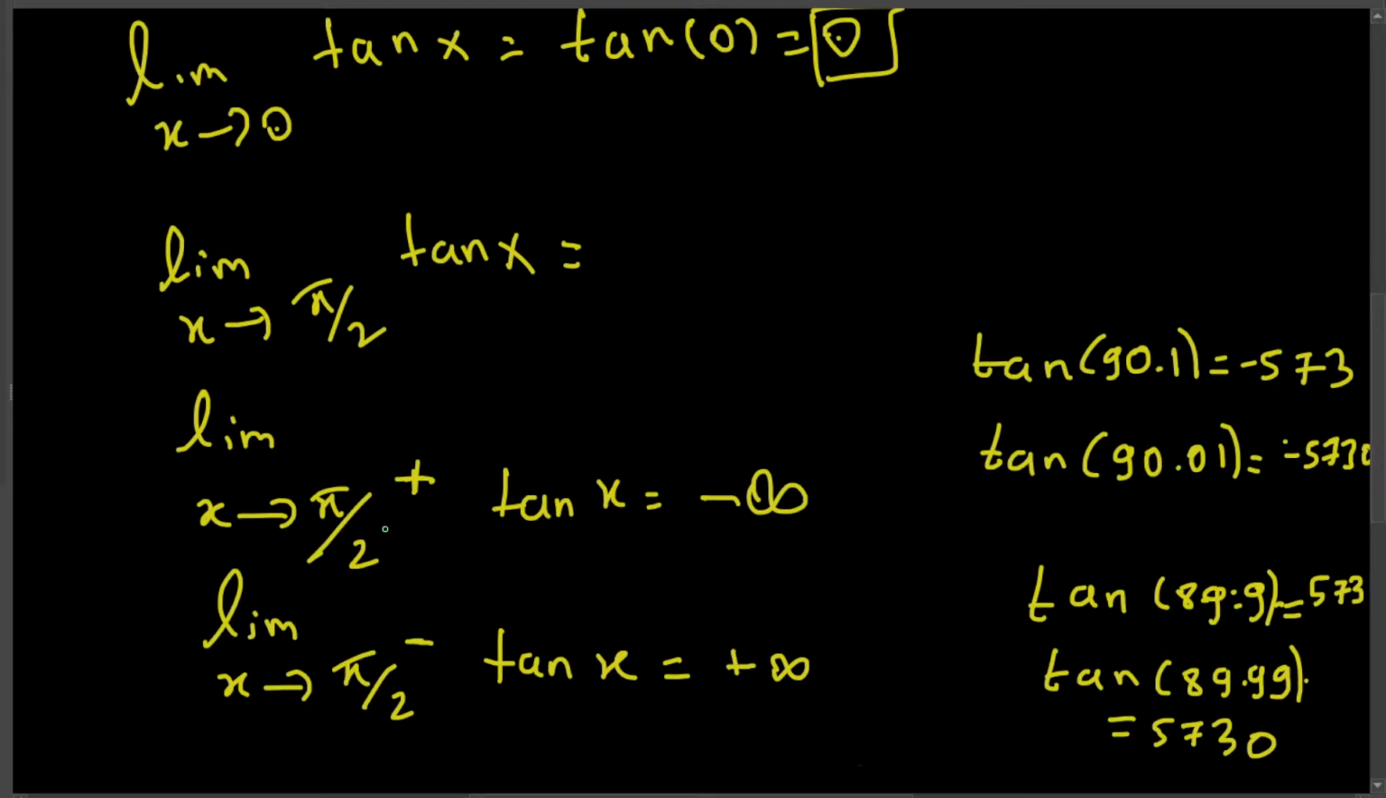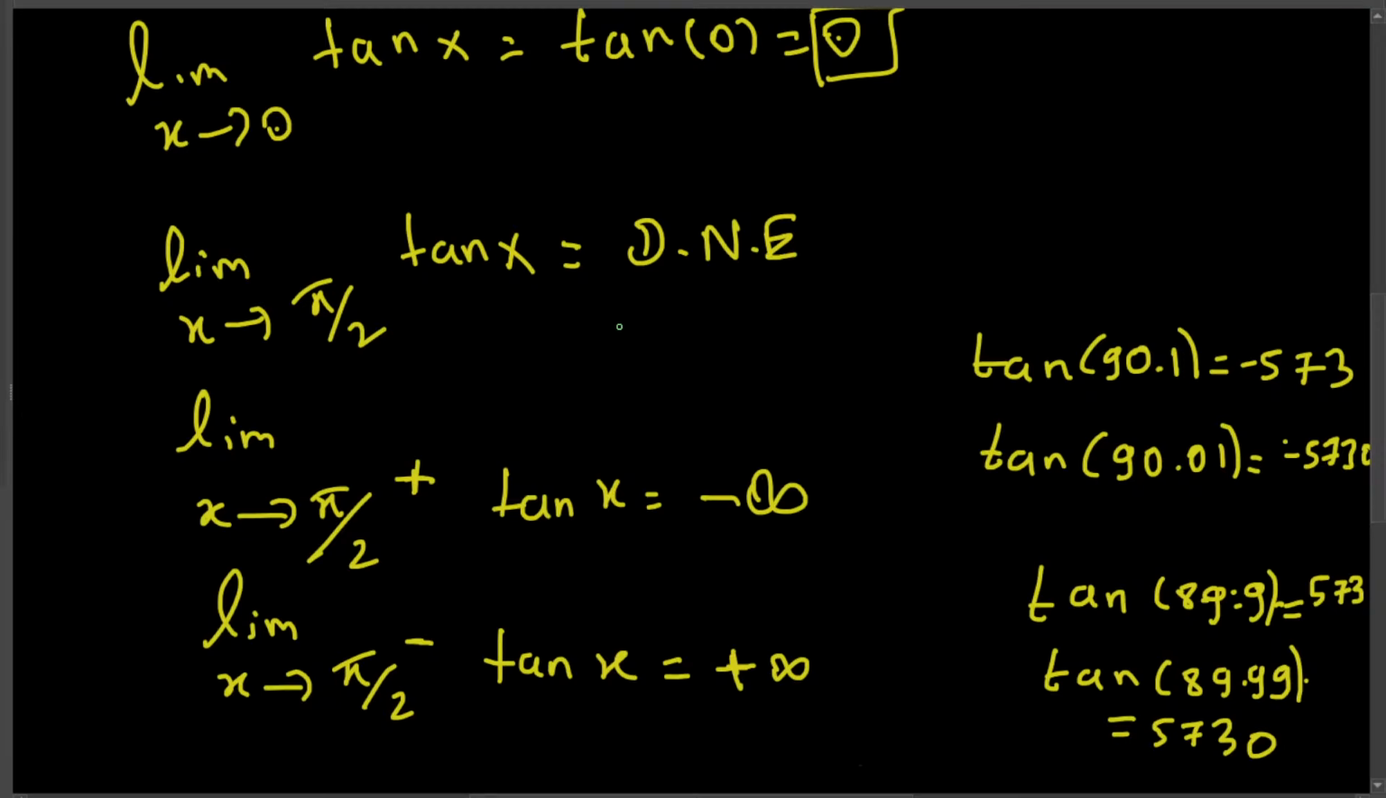So you can see as x becomes close to 90 degrees from the left side, the function goes toward positive infinity. From the right side we are getting negative infinity, from the left side we are getting positive infinity, so we don't have the same answer for both of them. Therefore, the limit as x approaches π/2 of tangent x does not exist.